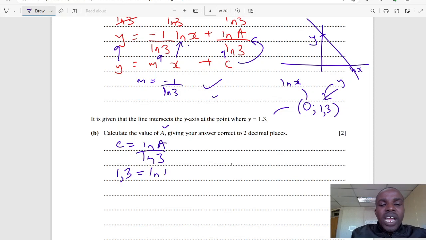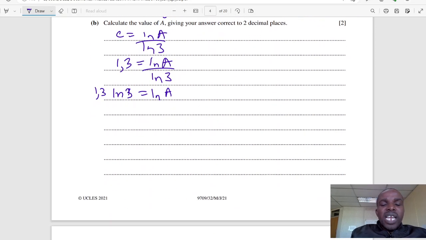1.3 is equal to ln a over ln 3. Then cross multiplying, you get ln 3 times 1.3 is equal to ln a. Then you can raise the power e, or you can apply the laws of logarithms. You can say in this case, ln 3 to the power 1.3 is equal to ln a. Then if it's like this, it means a is equal to 3 to the power 1.3.